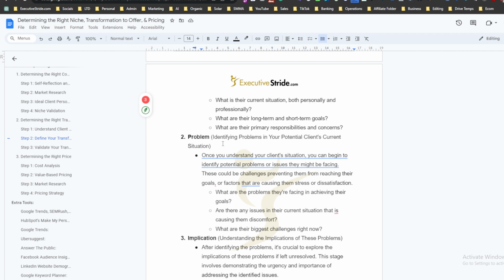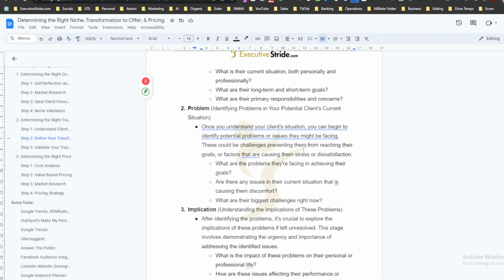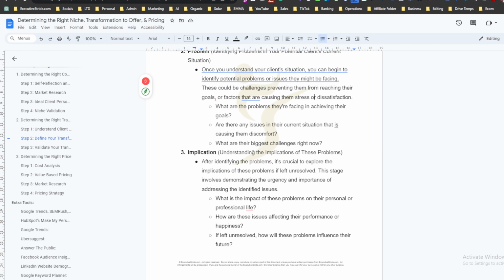So two, problem. Identify problems in your potential client's current situation. Once you understand your client's current situation, you can begin to identify potential problems or issues they might be facing. These could be challenges preventing them from reaching their goals, or factors that are causing them stress or dissatisfaction. What are the problems they're facing in achieving their goals? Are there any issues in their current situation that are causing them discomfort? What are their biggest challenges right now?